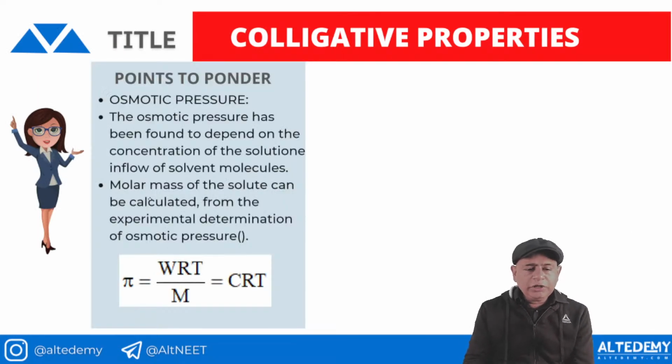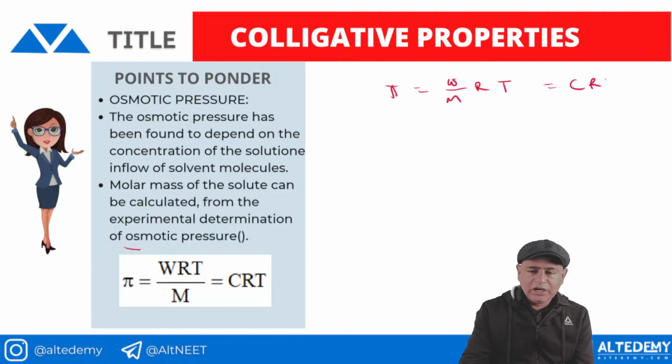Now, osmotic pressure has been found to depend on the concentration of the solution, and the molar mass of the solute can be calculated from the experimental determination of osmotic pressure. We write it like this: osmotic pressure π = (W/M)RT, and we also call this CRT. This is the concentration, R into T.